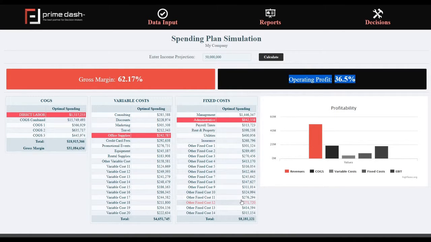You can use the spending plan simulation to determine your optimum gross margin and operating profit, your optimum spending for each revenue limit, your optimal financial level in case of increase or decrease of your revenue for the following period.